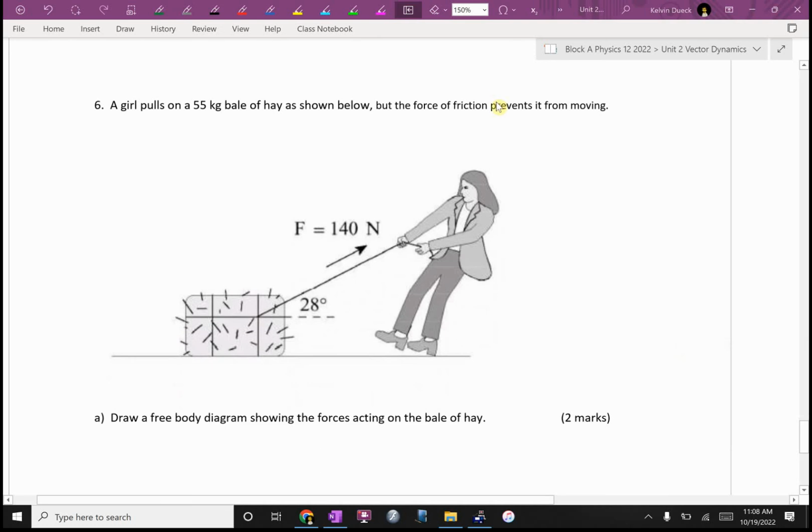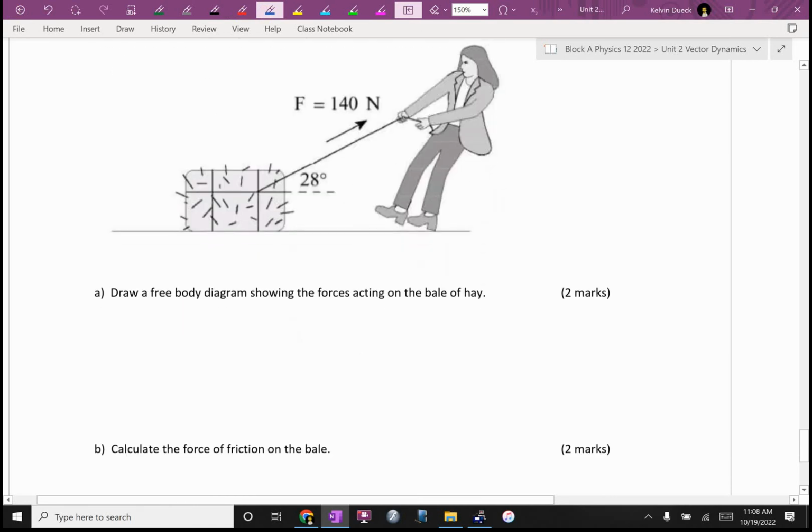This is kind of a neat question. It prevents it from moving. If we're not moving, what's A? That's probably going to be handy. I'm going to make a little note. I'm going to do a free body. Oh, it says to draw the free body diagram. Since they gave me space, I'm going to draw it right here.